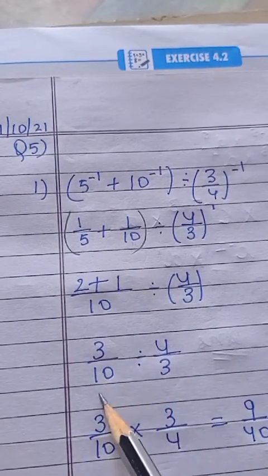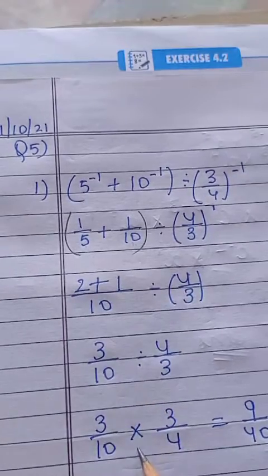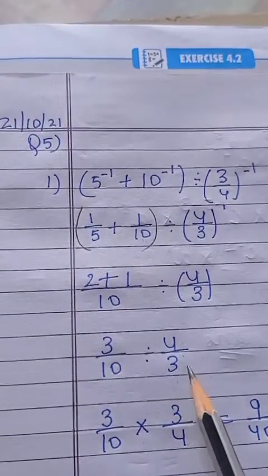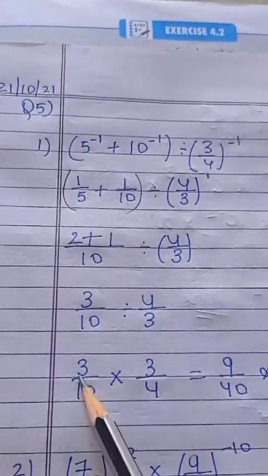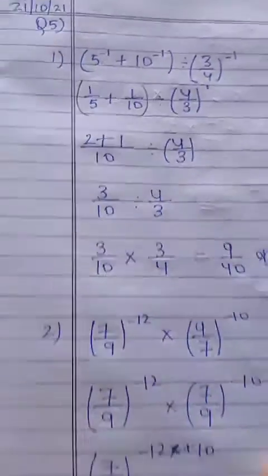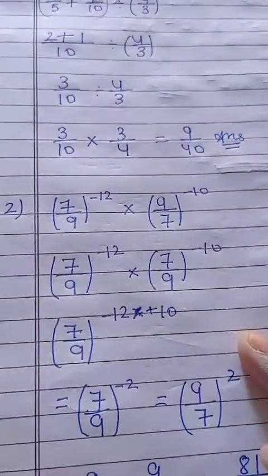How can we divide the fractions? By changing the division sign to multiplication. Clear? And this will become 3 by 4. Nothing can be cancelled here. So it will be what? 3 3s are 9 divided by 40, which is a proper fraction and will be your answer.